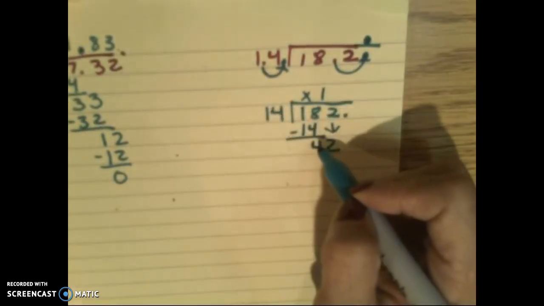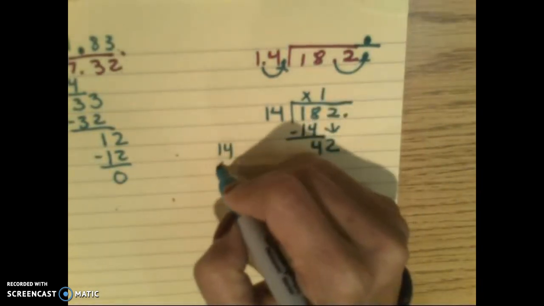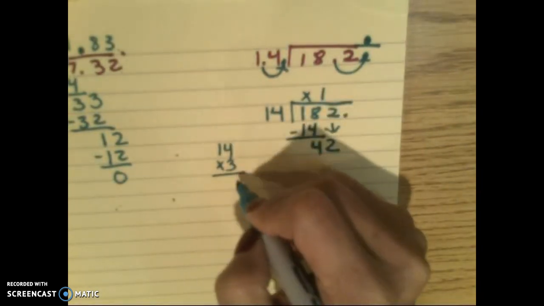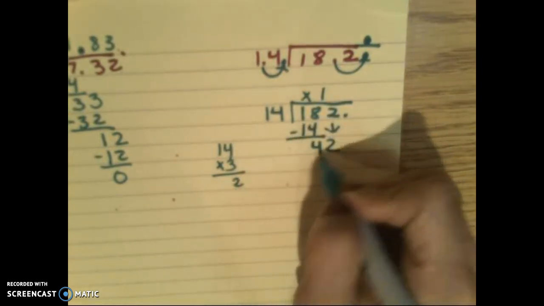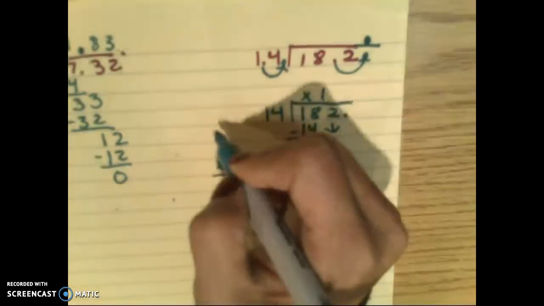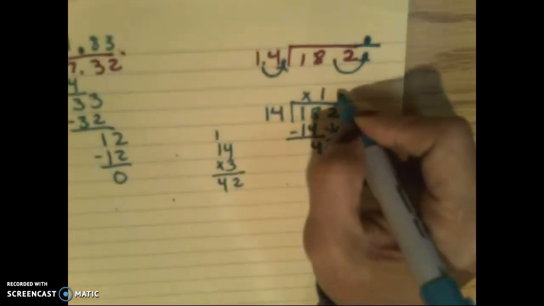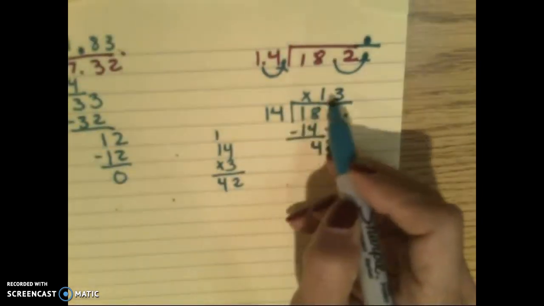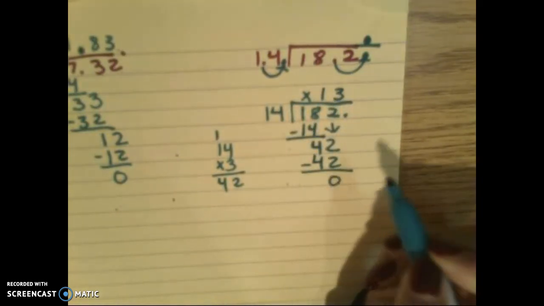14 into 42. Again, if I'm not really sure, I can multiply off to the side. I'm going to guess 3. 4 times 3 is 12. And I can always look at that number ending with a 2. Kind of gives me an indication that that might be correct. 3 times 1 is 3, plus 1 is 4. So my answer is 3. 14 times 3 is 42. Sister says subtract, and we get 0.